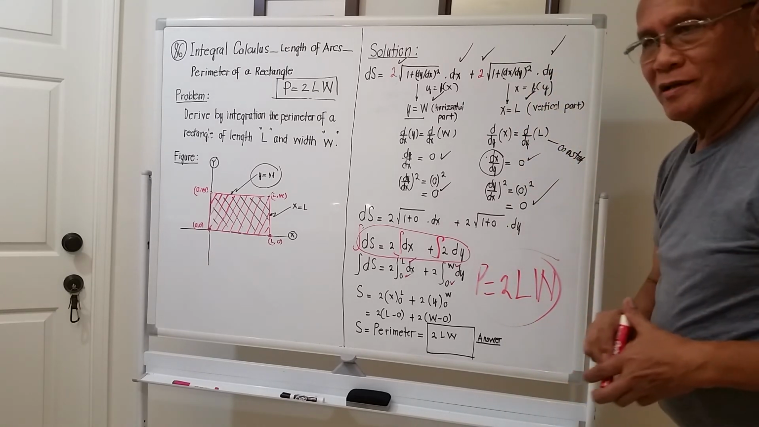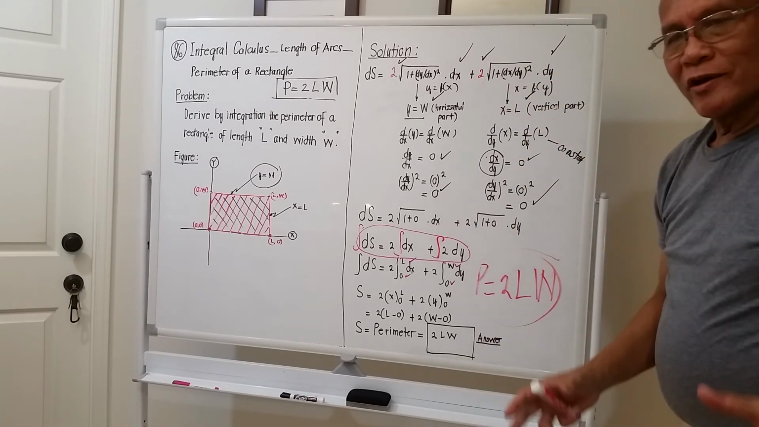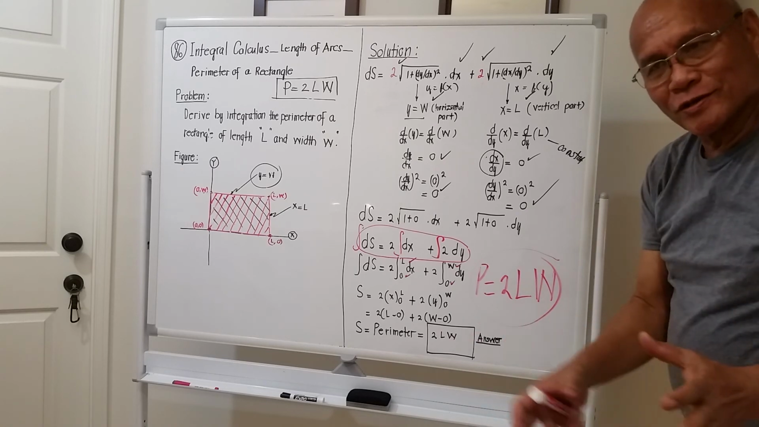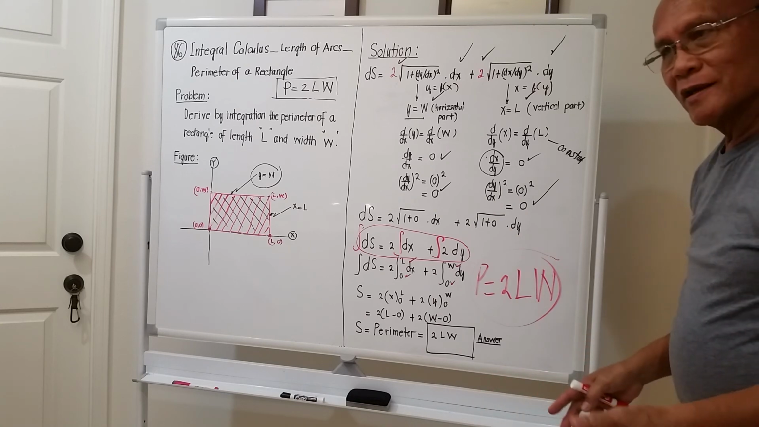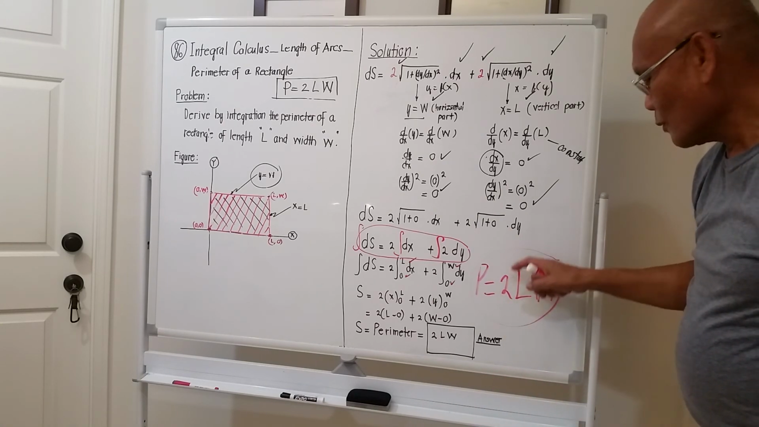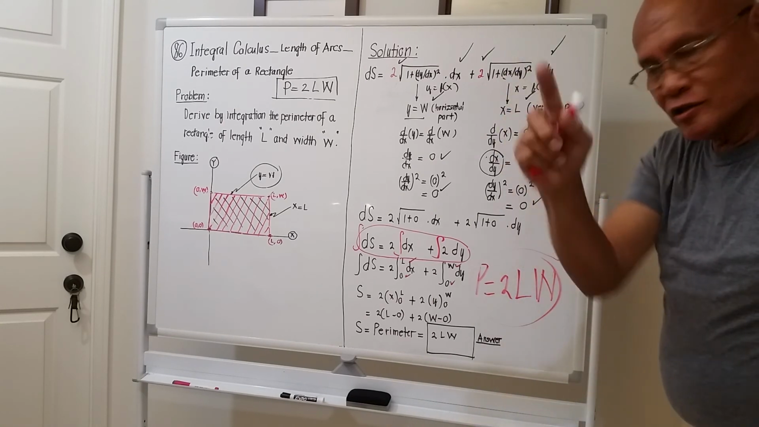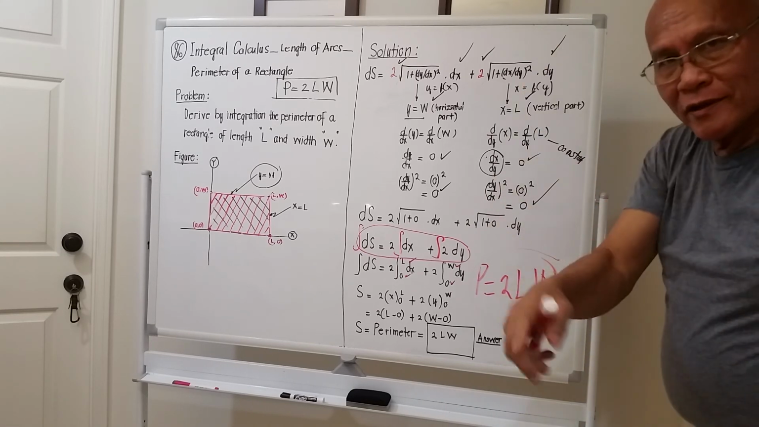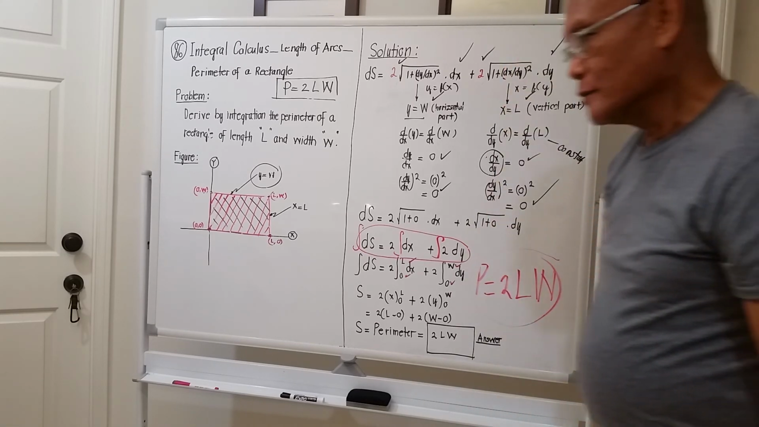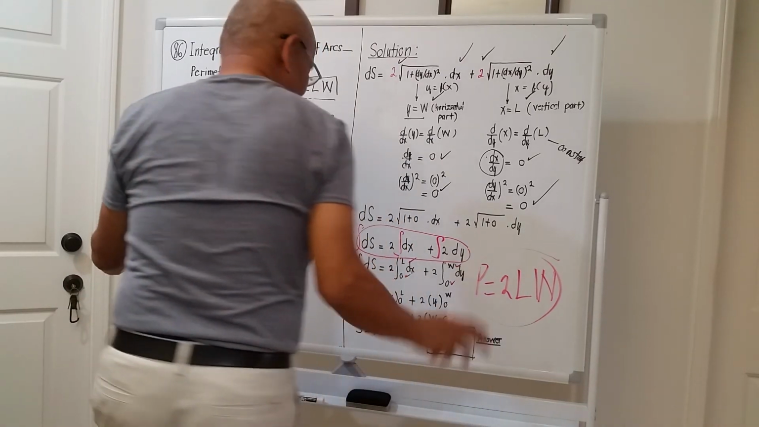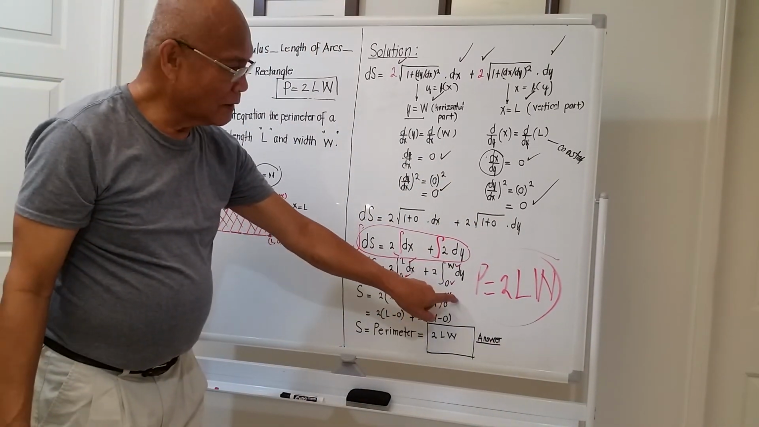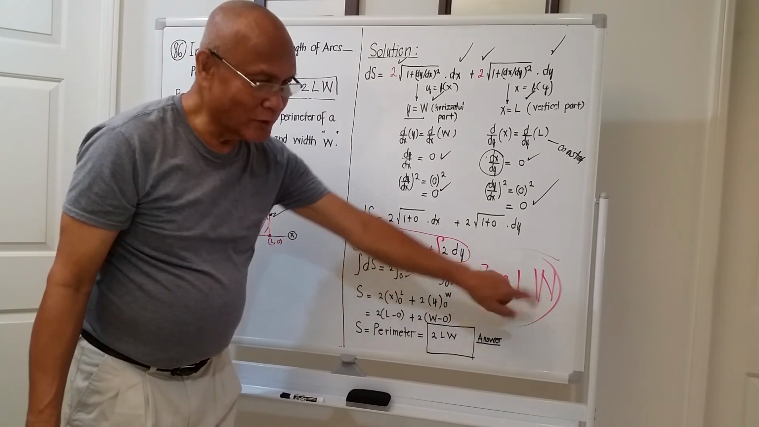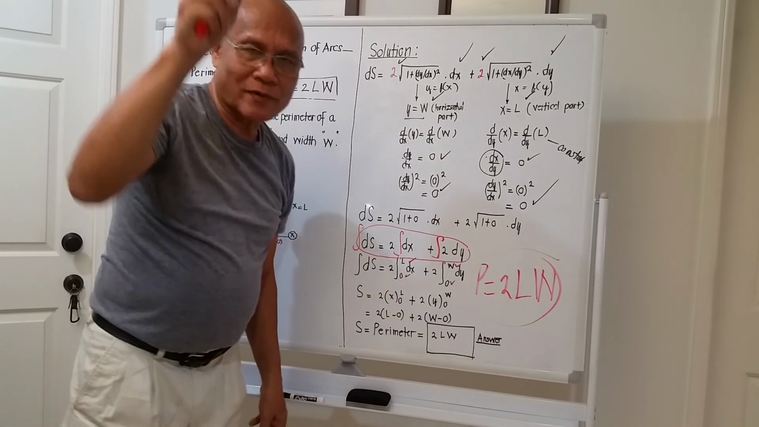So for those teachers or professors teaching lower mathematics who are using perimeter for a rectangle as twice the sum of length and width, this is where it came from. It emanates from integral calculus. So what you are using under lower mathematics, that is perimeter for a rectangle as twice the length plus width, actually emanates from integral calculus.